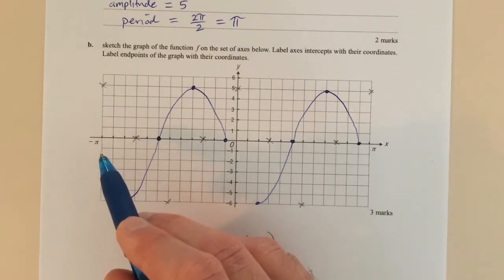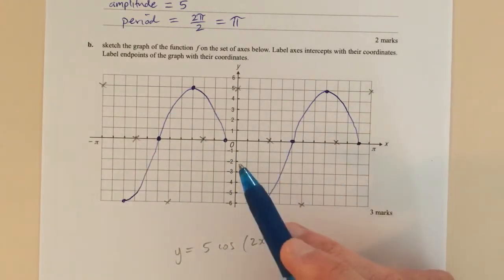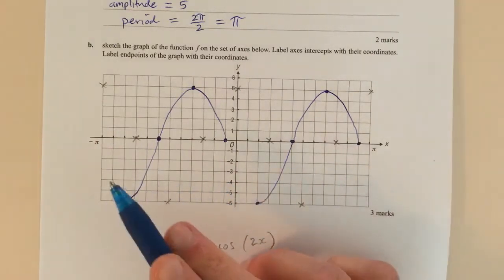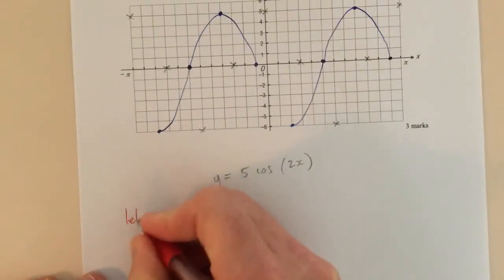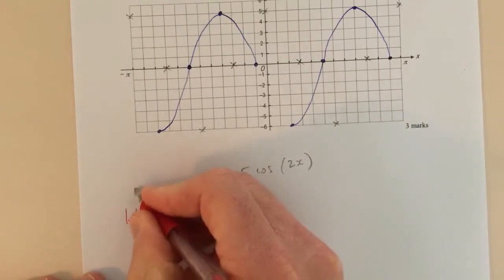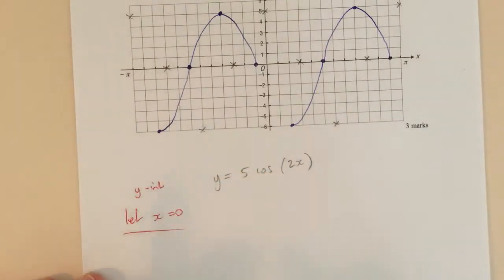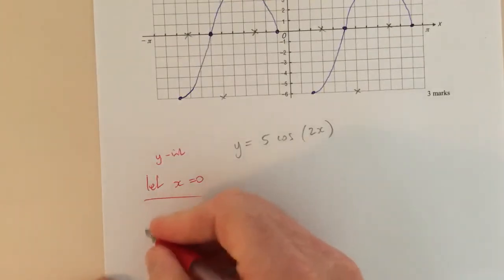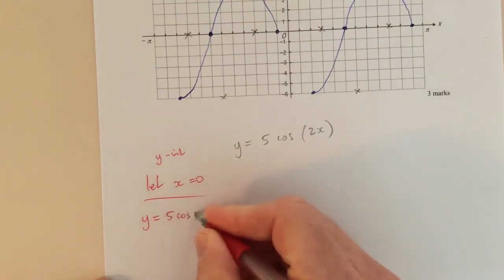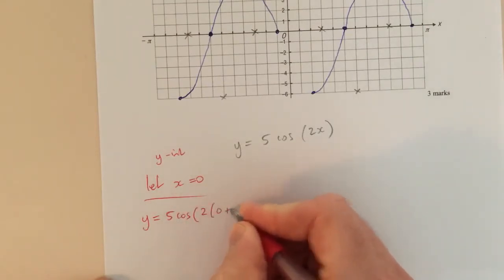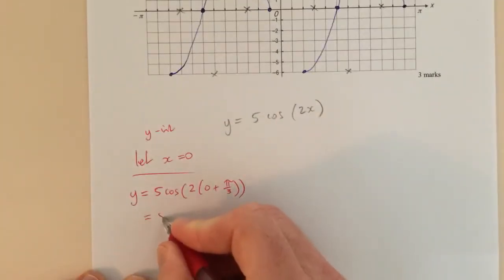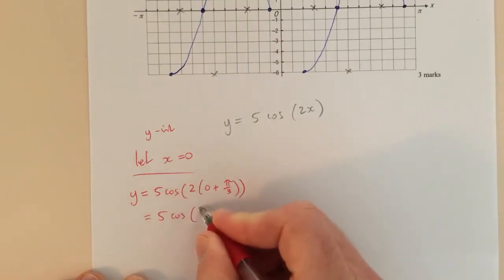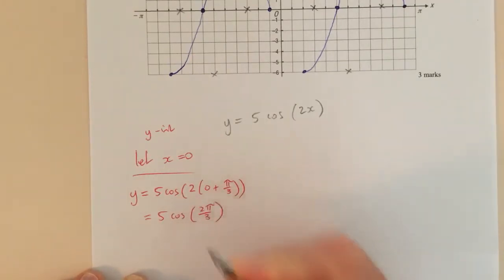So I don't have to find 3 values. I only have to find it once and then copy it over here and over here. So I'm actually just going to try to find the y-intercept. And we know that we do that by letting x equal 0. Right, and so what I'm finding is 5 cos of 2 times 0 plus pi on 3, which is really 5 cos of 2 pi on 3.